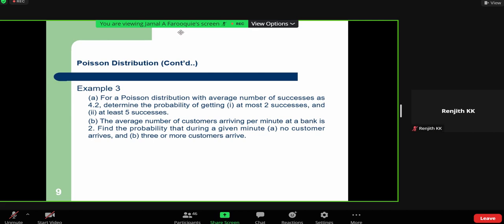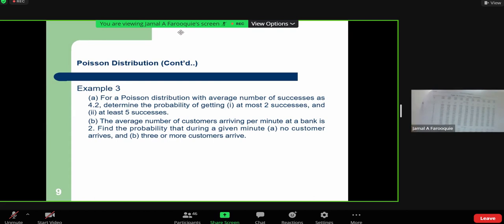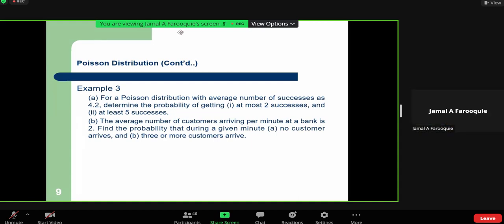0.2138. 0.2103. 2138, it is 03. Correct. So that means if you answer it like this, the probability of getting 2 or fewer successes, when the average success is 4.2, is 21%.